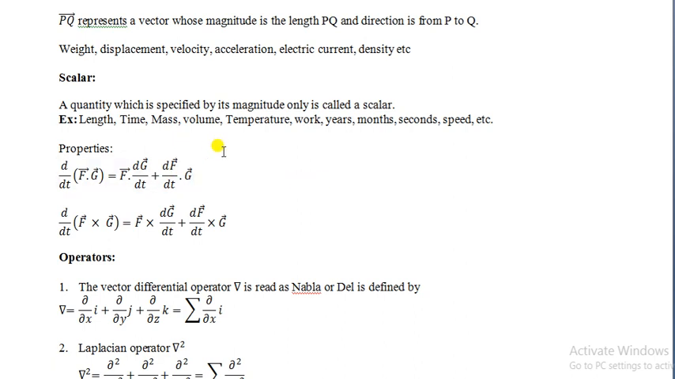Then, properties of vector. d by dt of vector f dot vector g is denoted as vector f dot d by dt of vector g plus d by dt of vector f dot vector g. Similarly, d by dt of vector f cross vector g is denoted as vector f cross dg by dt plus df by dt cross vector g.